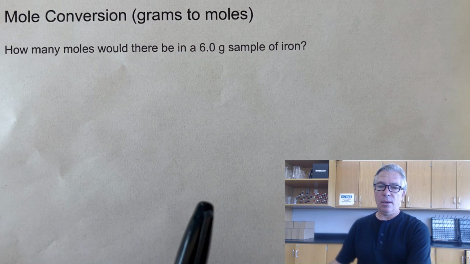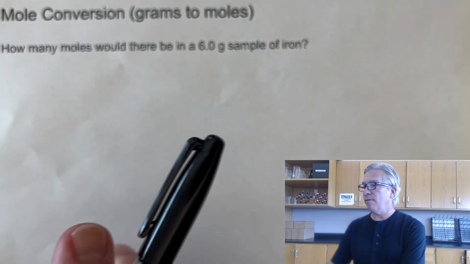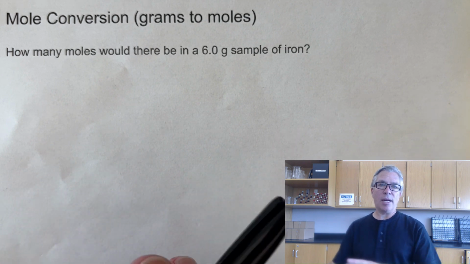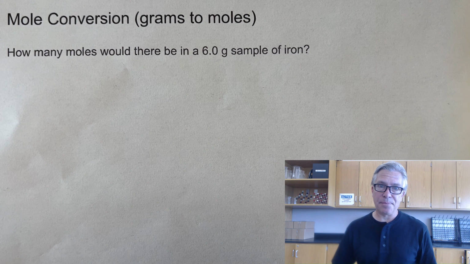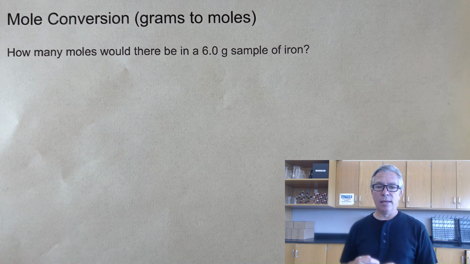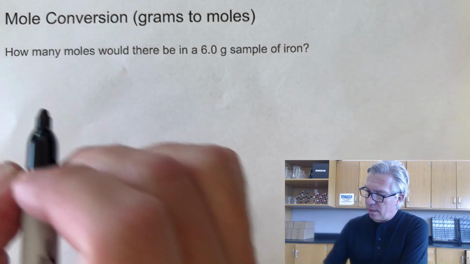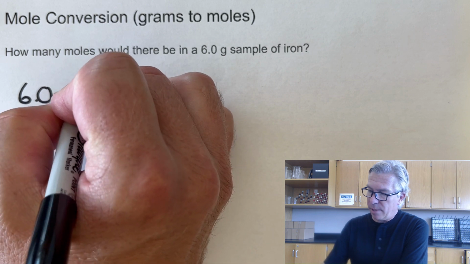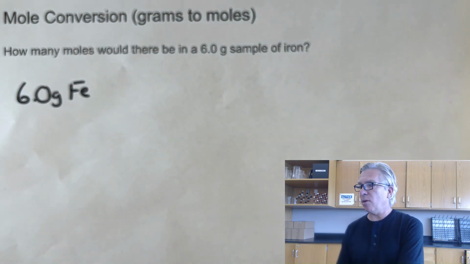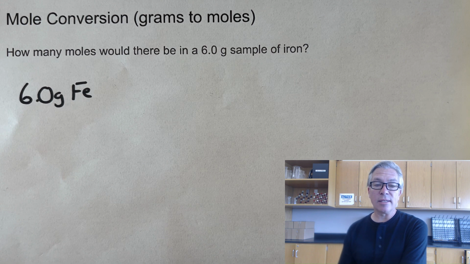So my question here is, how many moles would there be in a 6-gram sample of iron? Imagine for a moment I had 6 grams of iron sitting here in front of me, and I want to know how many moles that is. The way to do that in one step is first, as with any unit conversion, write down what you have as your starting sample. And I recommend writing the unit, which is grams, but also the chemical symbol of whatever it is you're using, so that somebody knows that's 6 grams of iron, not 6 grams of something else.